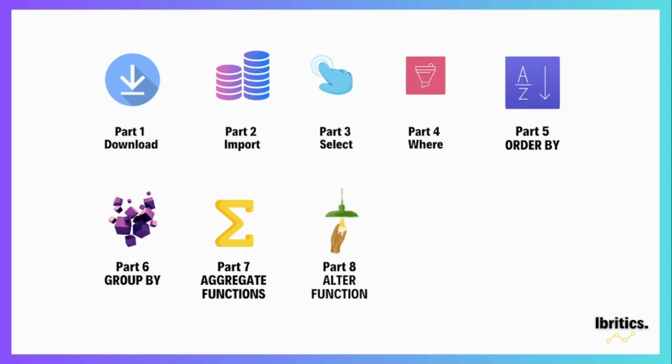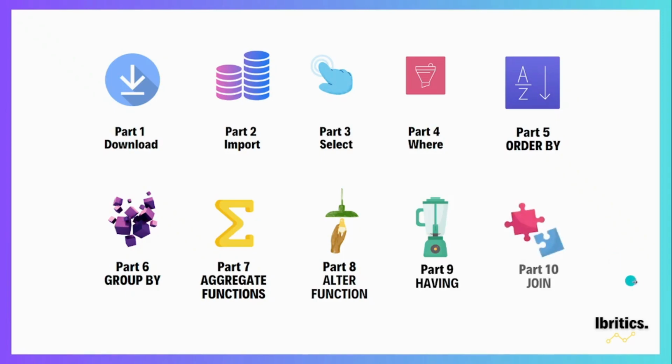After that, we are going to see how to alter the dataset, the table. Particularly, we are going to see how to rename the name of the column. The ninth part is an interesting part because we're going to see the having query, and we're gonna see what's the difference between having and where query. And the last part, the 10th part, is going to be about the join functions.